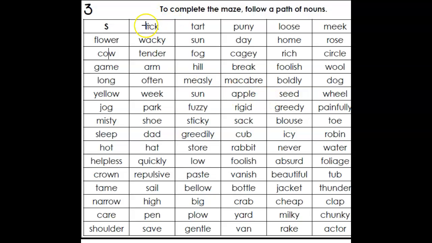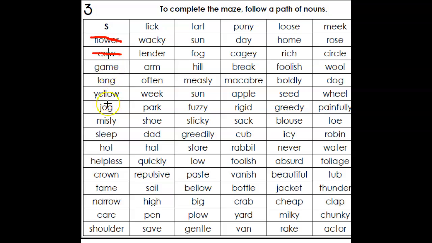So if I look at my first choice, I have flower, wacky, or lick. Well, flower is a noun, okay? However you want to mark it up or highlight it is fine. Then I have either cow, wacky, or tender, okay? Well, I know that cow is a noun. Then you just keep going.